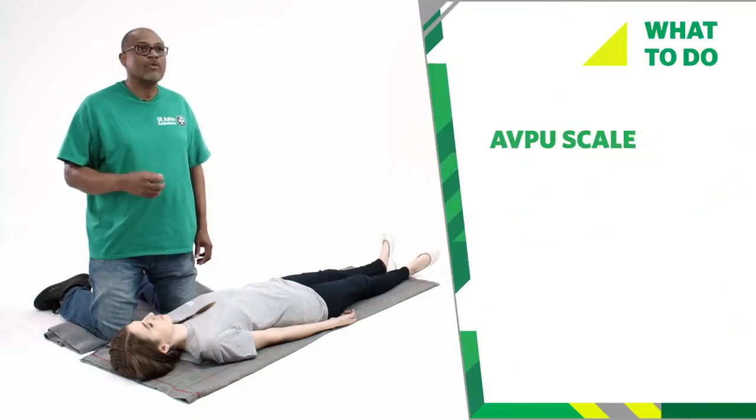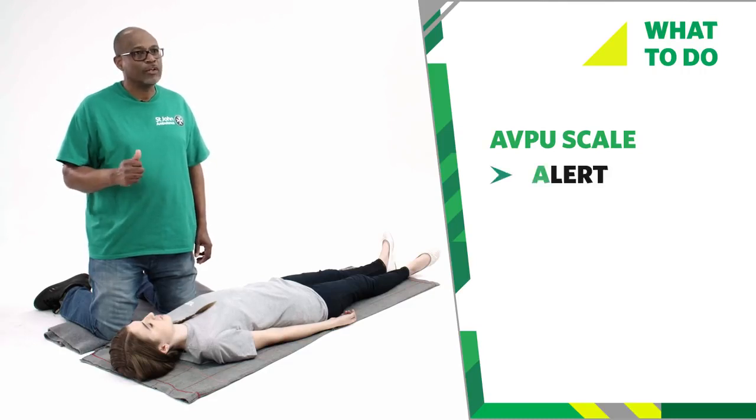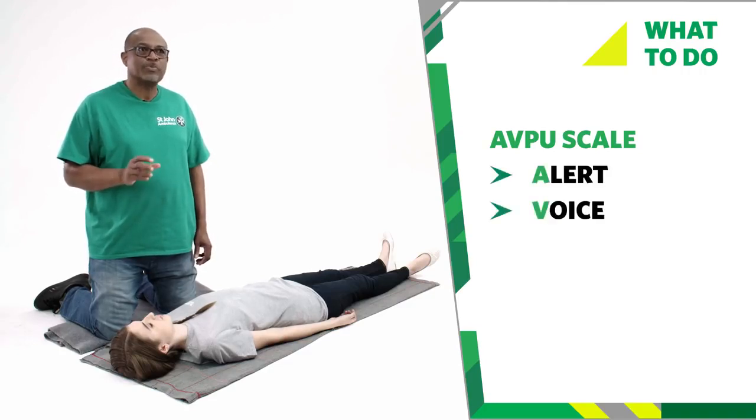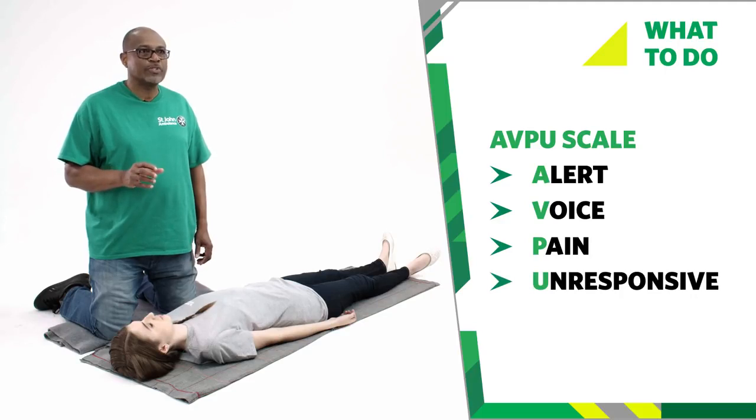Depending on how the casualty responds to you, you will establish a level of response. We use the AVPU scale, and each letter can represent the casualty's level of response. A, alert. V, response to voice. P, response to pain. And U, the casualty is unresponsive to stimuli. If there's still no response, they are unresponsive.